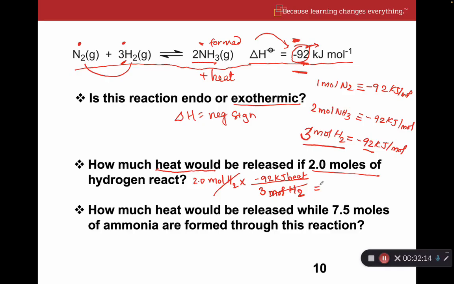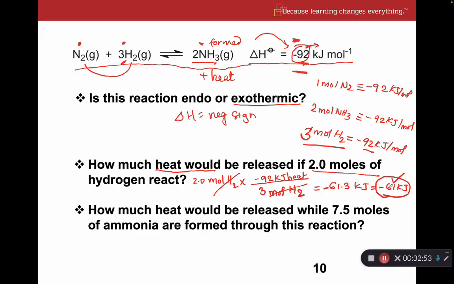Let me do it on the calculator. 2.0 times 92, divide that by 3. This gives me 61.3 kilojoule, and it has a negative sign here, so I will write that. It is 2 sig figs, so I can write 61 kilojoule. So this much energy is released. You can say 61 kilojoule of heat would be released, or you can directly write the answer as negative 61 kilojoule.